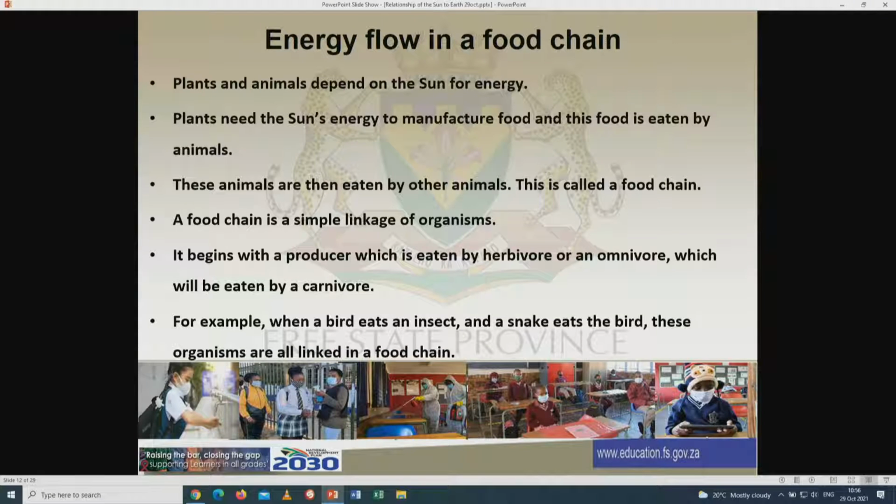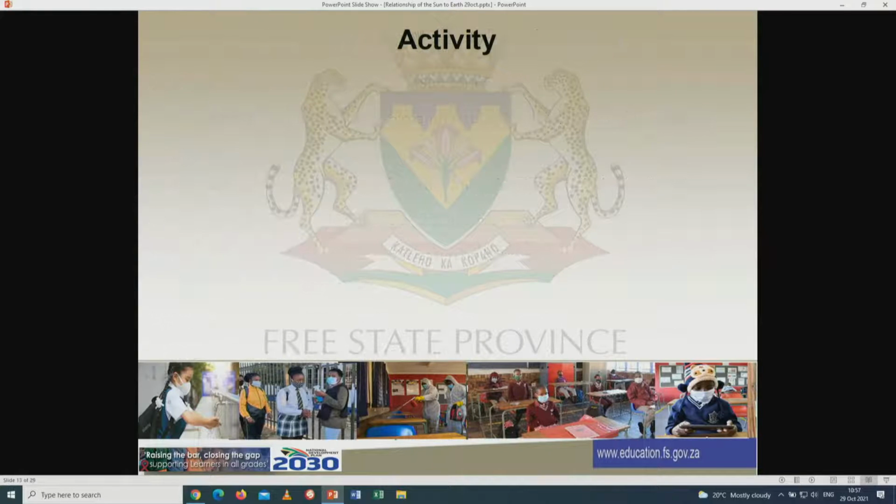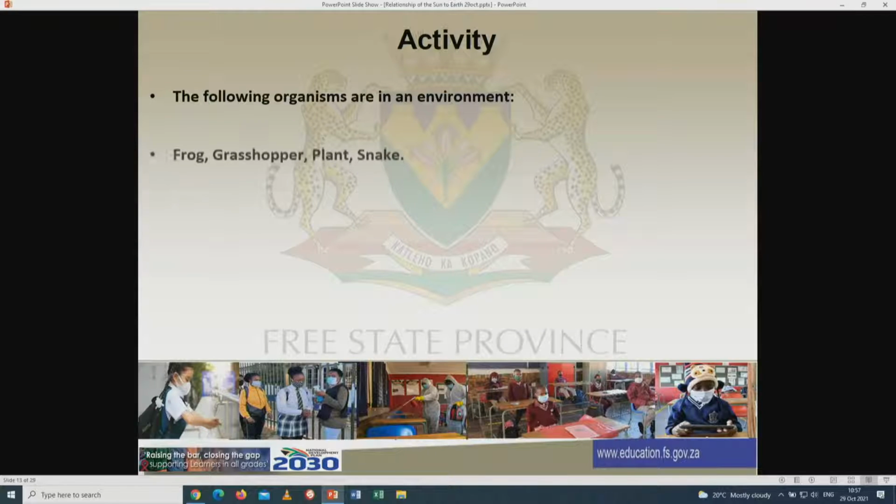When a bird eats an insect and a snake eats the bird, these organisms are all linked in a food chain. Now, grade 7s, let's go for an activity. The following organisms are in an environment, so you should picture this. We have a frog, a grasshopper, a plant, and a snake.